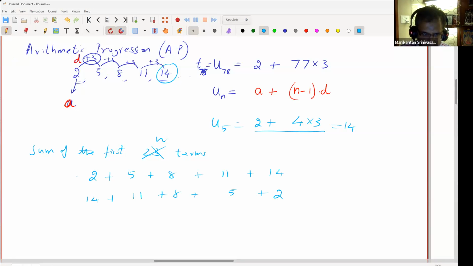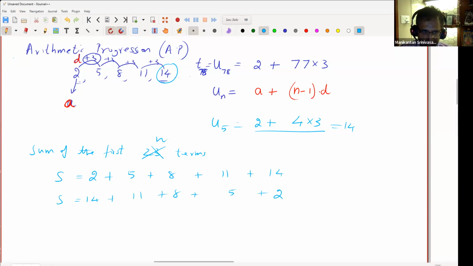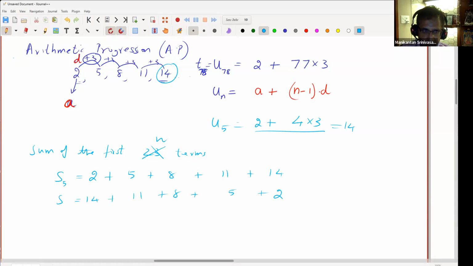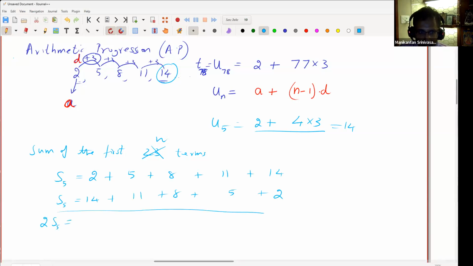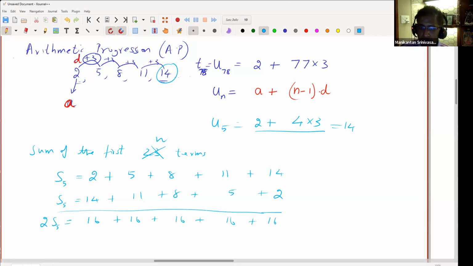Let's call this sum S, S suffix 5, meaning the sum of the first 5 terms. I've written the same sum in reverse order, so it has to be the same numerical value. Now, if I add both, I get 2 times S5 is 2 plus 14, which is 16, 5 plus 11, which is 16, 8 plus 8, which is 16, 11 plus 5, which is 16, and 14 plus 2, which is 16. It's not a coincidence.